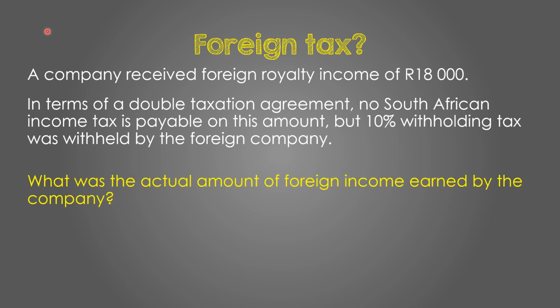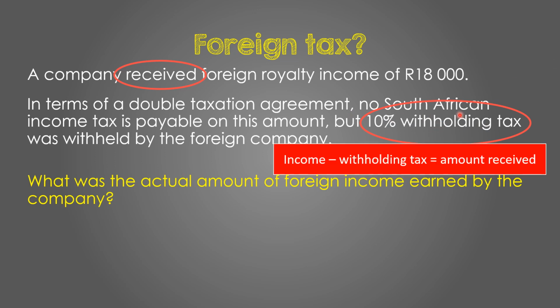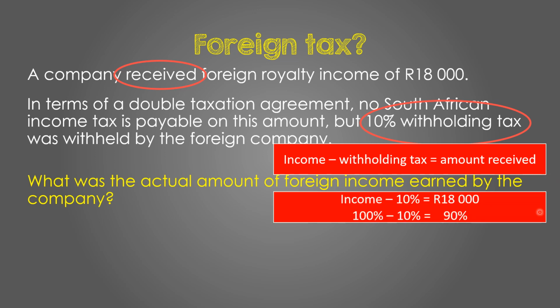Okay, so what was the actual amount of foreign income that we actually earned? So we know what the amount was that we received, and we know what the percentage was of the withholding tax that was withheld. So the calculation will be our actual income amount less the withholding tax will give us the amount received, which is the 18,000 Rand. So because our withholding tax is calculated at 10%, it means that our income amount will be 100%, and our 18,000 that we received will be the 90% after the withholding tax has been deducted.